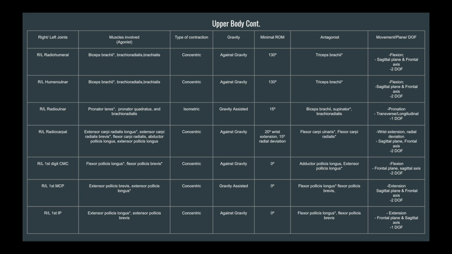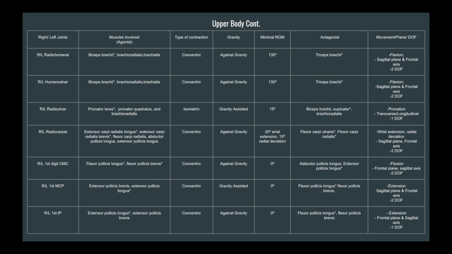For radiocarpal joint, it is in wrist extension and radial deviation. The main agonist is the extensor carpi radialis longus. The main antagonist is the flexor carpi ulnaris. For the first digit CMC joint, it is in flexion along the frontal plane and the sagittal axis. The main agonist is the flexor pollicis longus, and the main antagonist is the extensor pollicis longus.